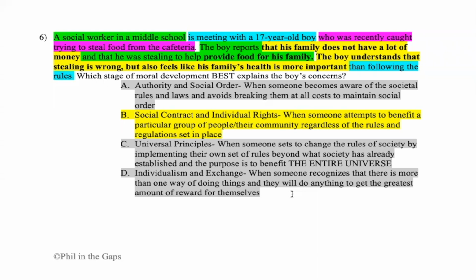So the correct answer here is B, social contract and individual rights, because he's writing his own contract, aka stealing from the school, to benefit the rights of specific individuals, aka his family. So the correct answer is B, social contract and individual rights. That's how we'd look at that question in particular.